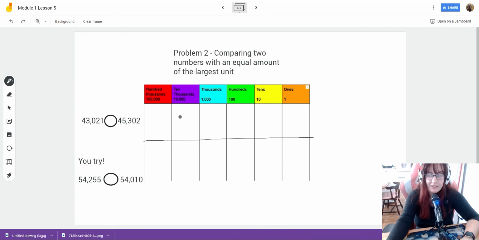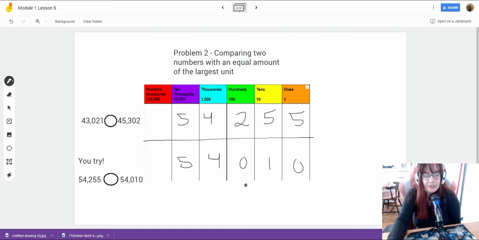All right, so fourth grade, by this point, you should have found the answer for this problem. So let's try this out together now. So we have 54,255, and then we have the number 54,010. So fourth grade, just like before, I start with my largest place value, which is my 10,000s place value. I have 50,000 here and 50,000 here. I know that both of those numbers are equal to each other. So I'll move on to my next place value, which is my thousands place. I have 4,000 here and 4,000 here.